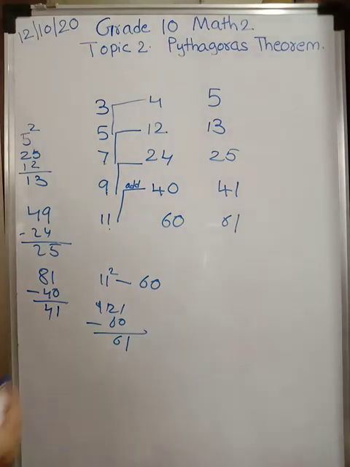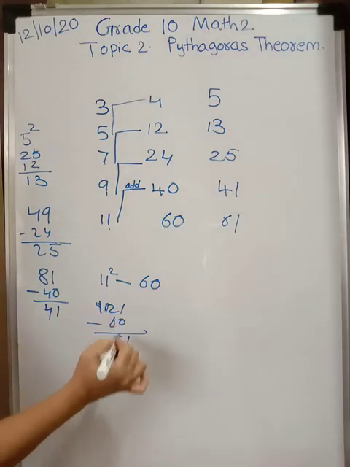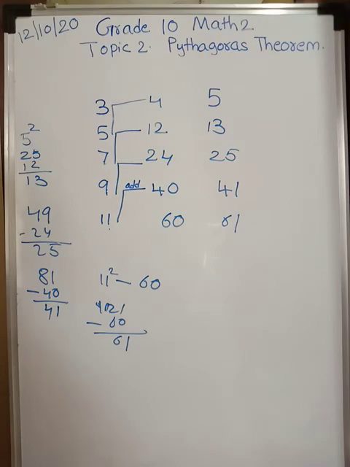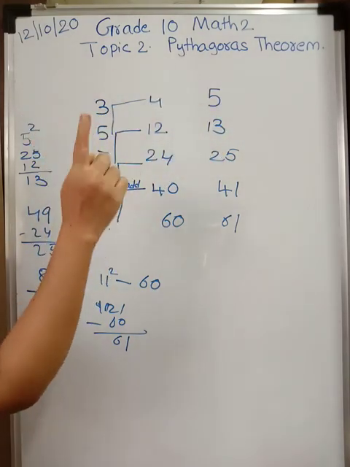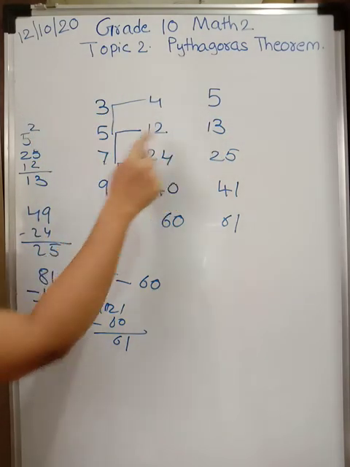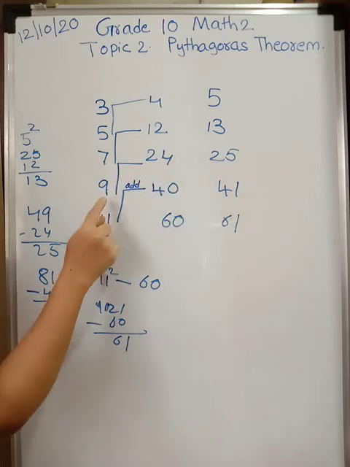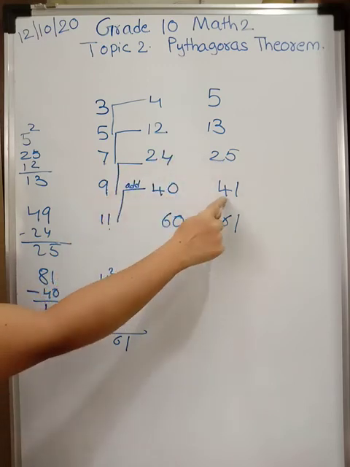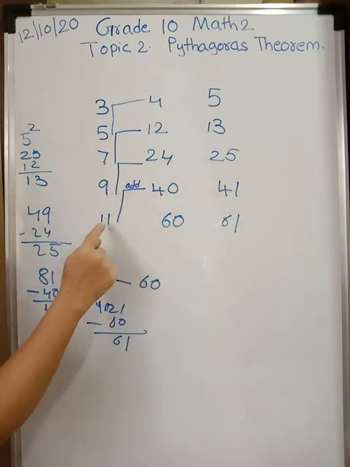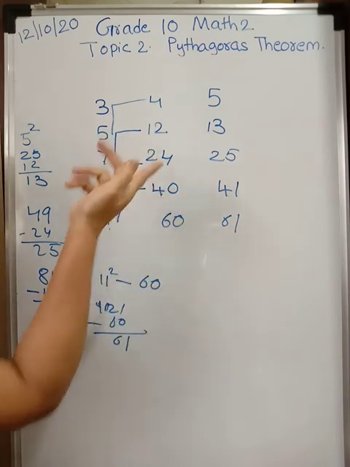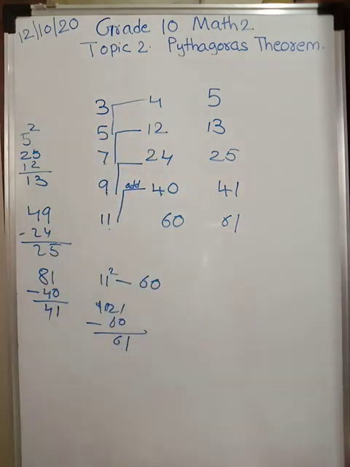So 11 square is 121, minus 60 if you do, you get 61. So 3, 4, 5 is one Pythagorean triplet, 5, 12, 13 is another, 7, 24, 25 is third, 9, 40, 41 is another triplet, 11, 60, 61. So there are different methods by which you can find a Pythagorean triplet. Okay?